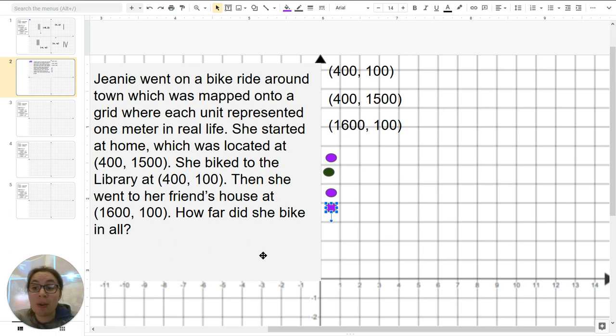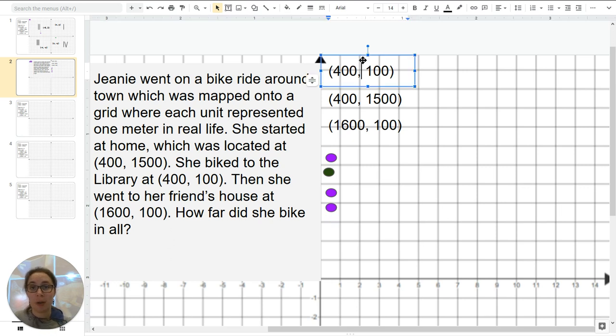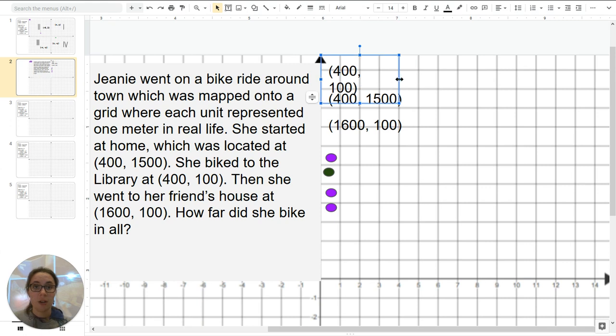Luckily for us, she went on a fairly rectangular route. She went in a straight line, and then she turned and went in another straight line. How do we know this? Well, let's work through it. So she started at home, which is 400, 1500, and I've got that here as a point. She started here.